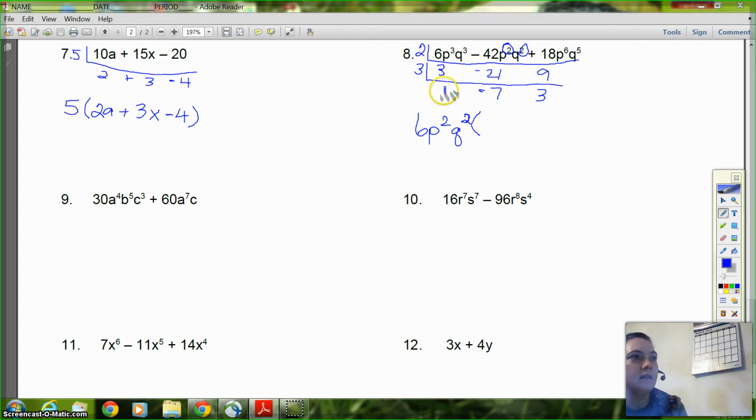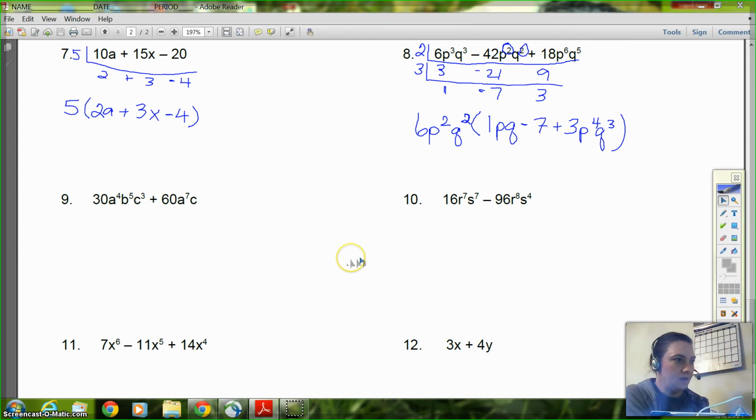So now I'm going to divide that out, and again, these are my leftover coefficients, so I do have 1 left over, and I divide my p's, so I get pq left over, minus 7, and those will both cancel out, they'll divide out and equal 1, and then plus 3, I'm going to have p to the fourth, I subtract my exponents, and q to the third. And 6p squared q squared times 1pq minus 7 plus 3p to the fourth q to the third.